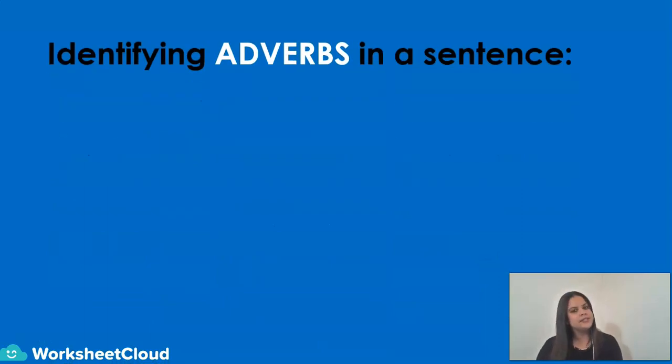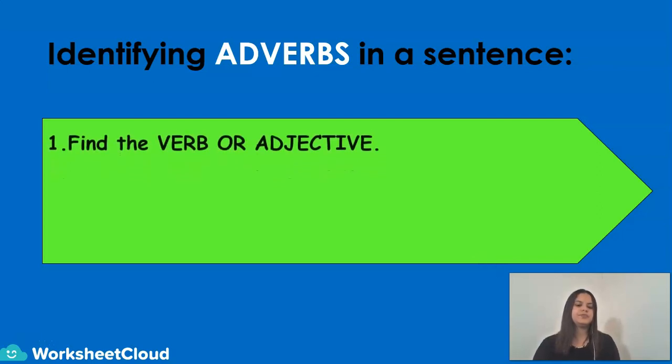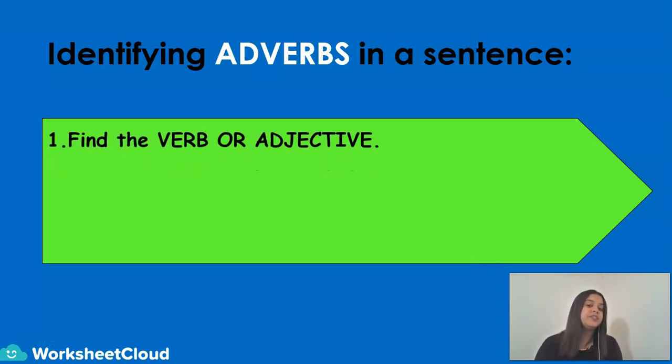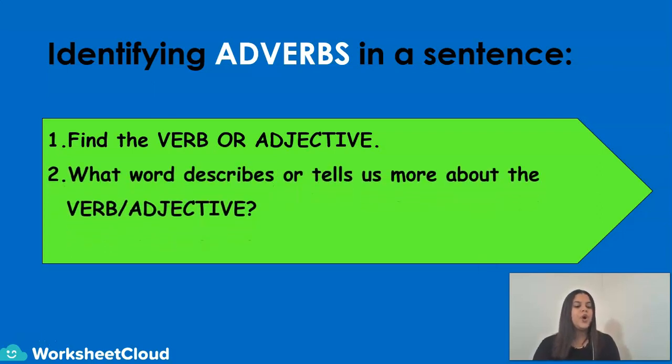Identifying adverbs in a sentence. So now we've covered how we would go about finding our adverbs and looking at pictures or actions and seeing how we can describe them. Now we are going to go on to identifying those adverbs in a sentence. Firstly, we are going to find the verb or the adjective in the sentence. So we're going to look for that specific part of speech in the sentence and then see if there's anything telling me more about that word in that sentence. What word describes or tells us more about the verb or the adjective?